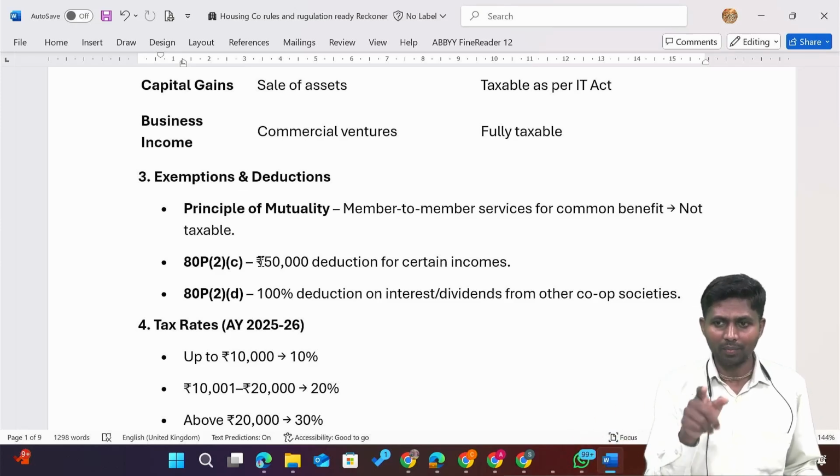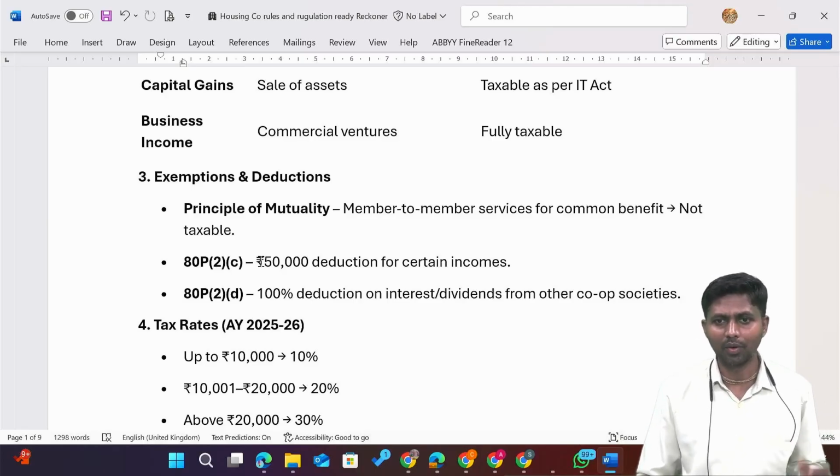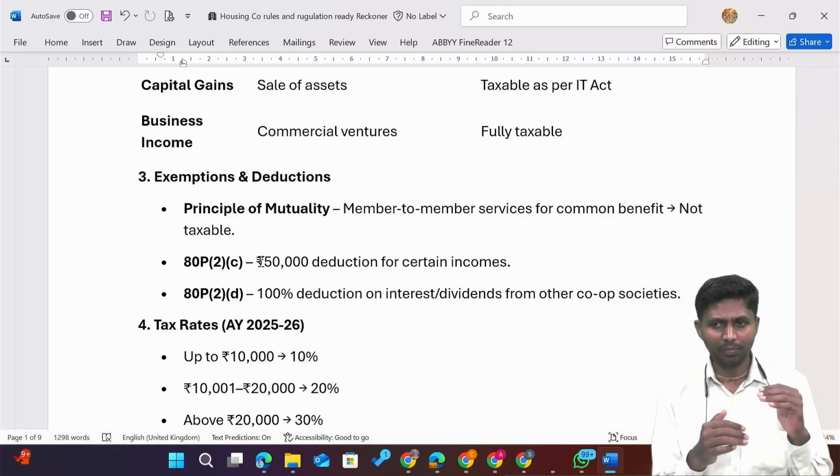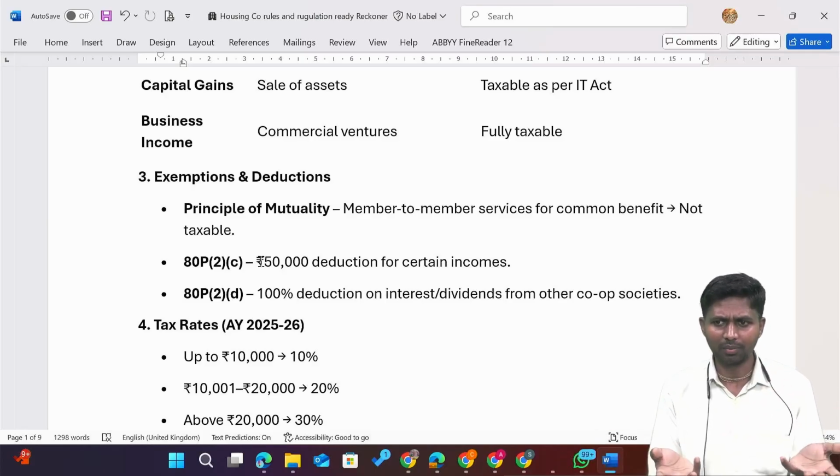And one more good news is that you will get the basic exemption of rupees 50,000. If you earn up to 50,000, then no need to pay tax. And so much income falls under the principle of mutuality, therefore generally a society doesn't have to pay income tax.